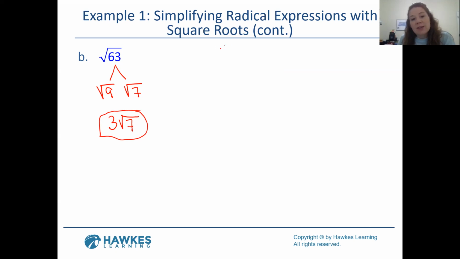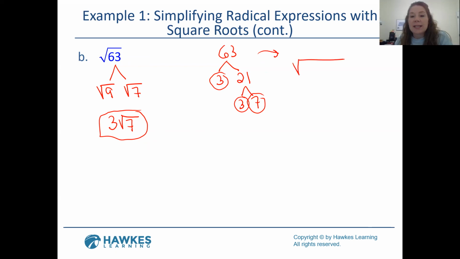Now, if I did it the other way, if I thought of the factors of 63, I could have started with 3. I know that 3 times 21 is 63, and 3 is prime. And then 21 I can break down into 3 and 7. Those are both prime numbers. So 63 is 3 times 7. Once again, I get to circle a pair. So for every 2 numbers I circle, I get to bring 1 out of the box. And then 7 is in the box by himself, so he has to stay in there. So both ways, I got the same answer.